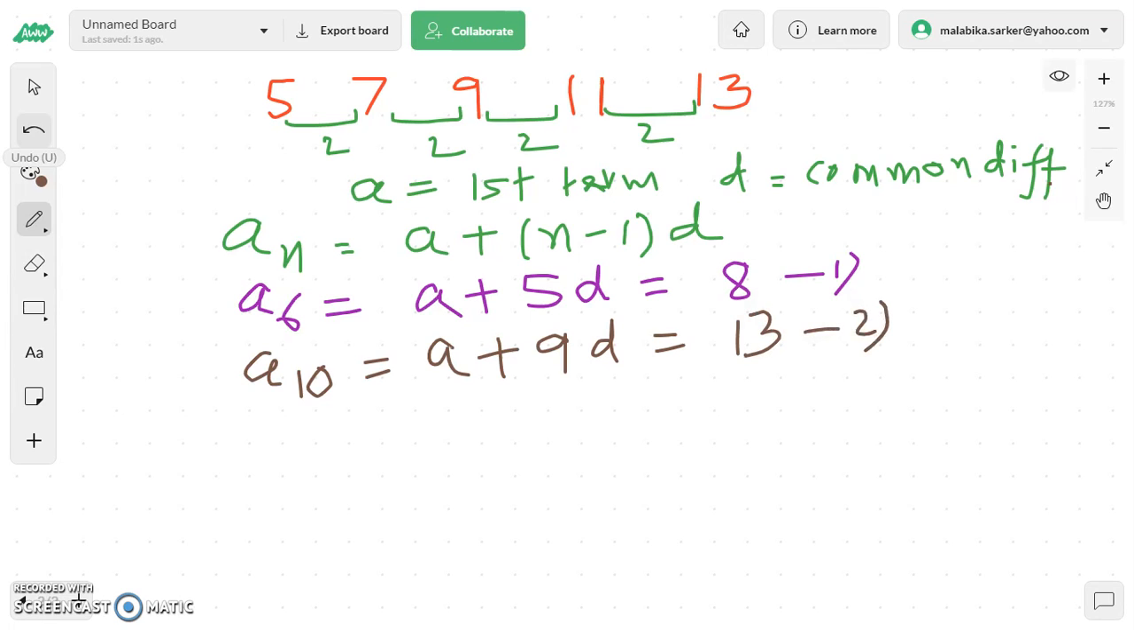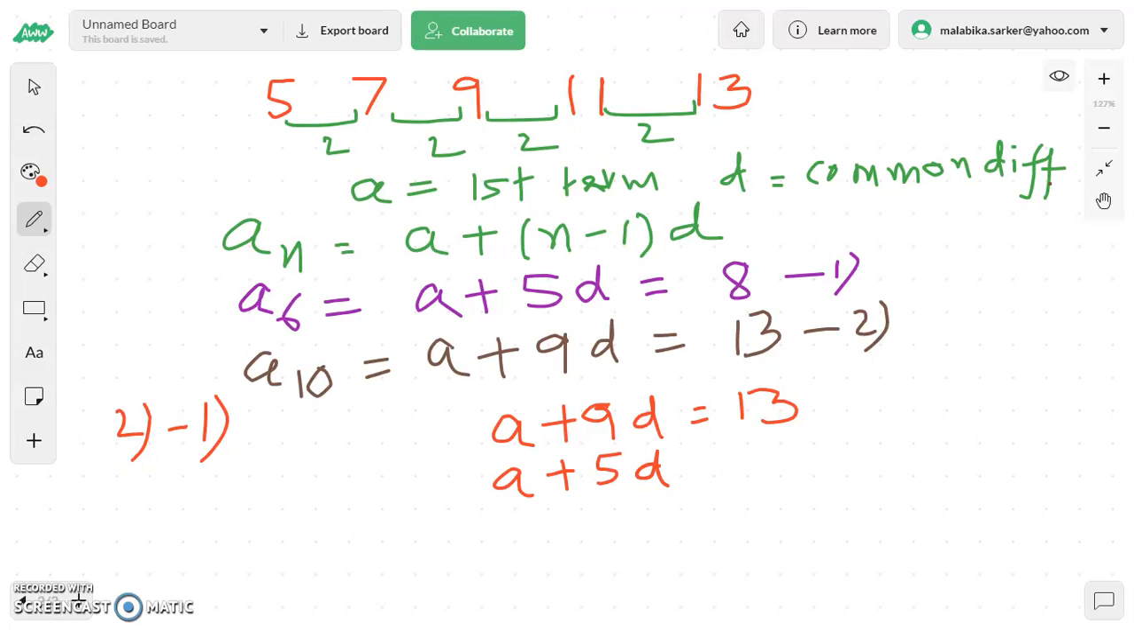So we have a system of equations, and by the method of elimination, we can solve for both A and D. Now what I am doing is, I am just doing 2 minus 1. So I am subtracting 1 from 2. If I do that, what do I get? I get A plus 9d equals 13, and I am subtracting A plus 5d equals 8. So A cancels out, 9 minus 5 is 4, 4d equals 13 minus 8 is 5.